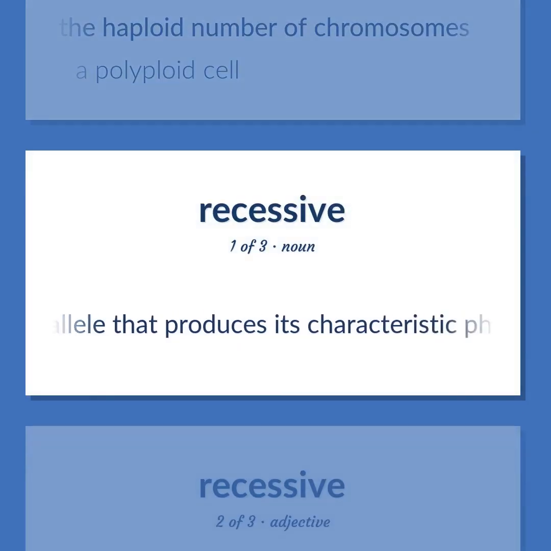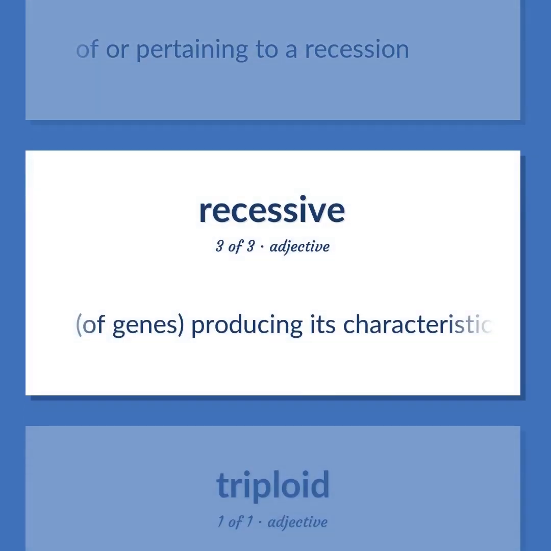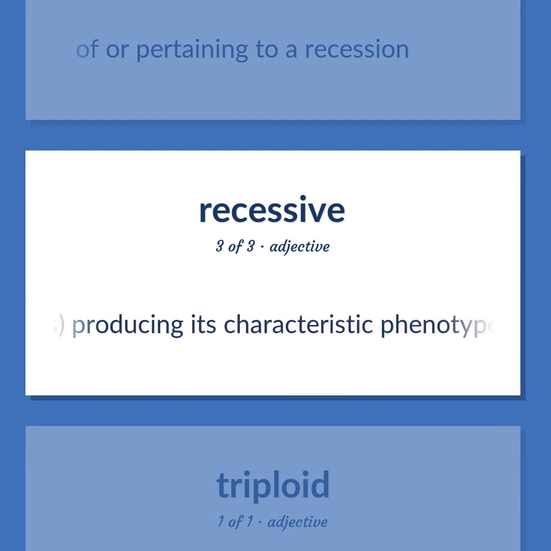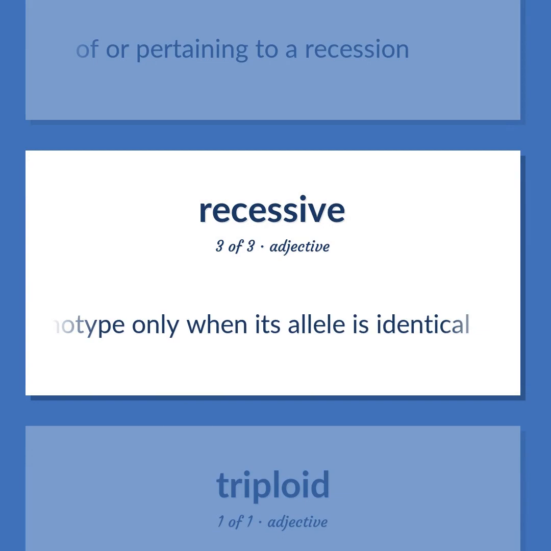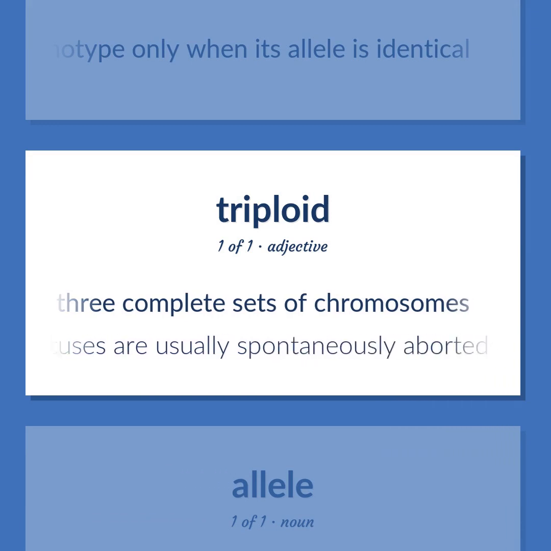An allele that produces its characteristic phenotype only when its paired allele is identical. Of or pertaining to a recession. Of genes, producing its characteristic phenotype only when its allele is identical. Of a cell or organism having 3 complete sets of chromosomes. Human triploid fetuses are usually spontaneously aborted.